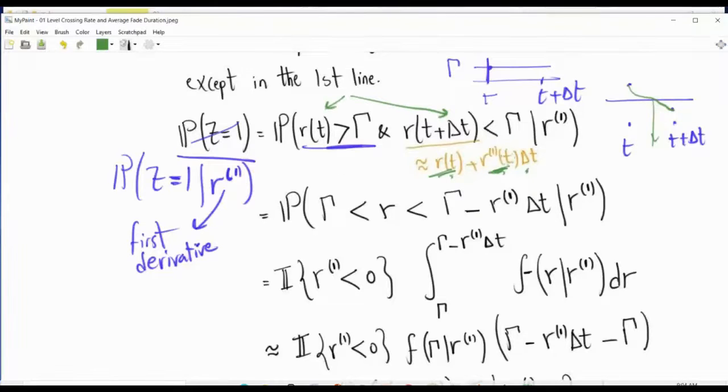Let's rewrite the inequalities. To have a crossing, r of t should be greater than gamma. R of t should be above the threshold. R of t plus delta t should be below the threshold, so r of t plus delta t should be less than gamma. And now we will use the Taylor approximation. So this means that r is less than gamma minus the first derivative multiplied by delta t. And you will note here that I dropped the time dependence t. I dropped it under the assumption that my analysis will not depend on t. That's the reason that I assume the stationarity.